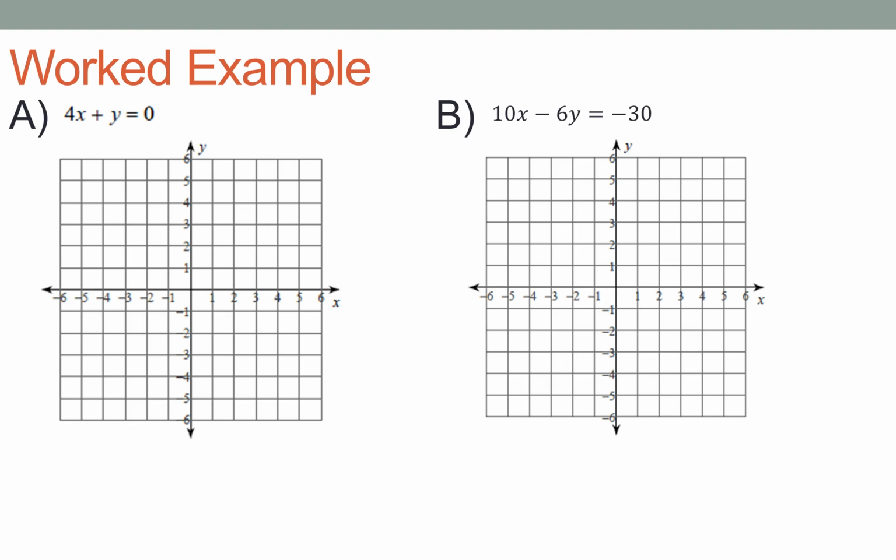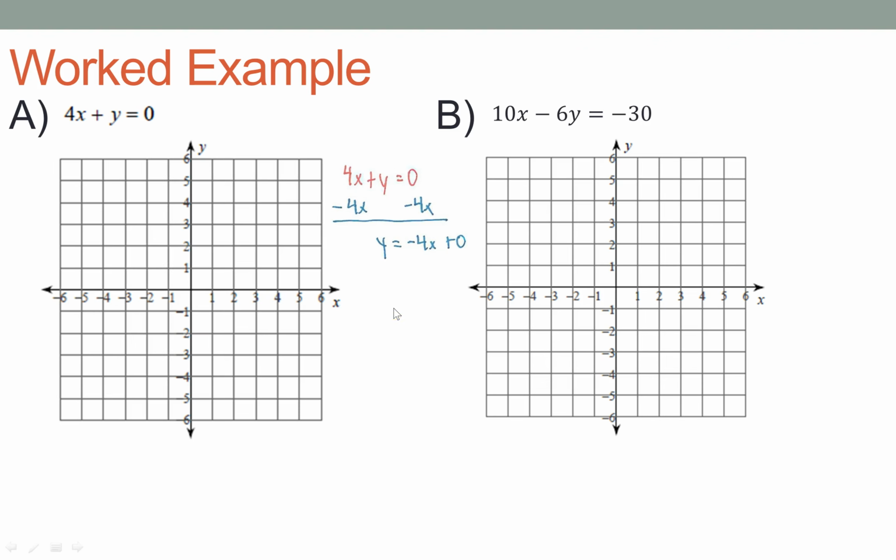Sweet. Let's get some worked examples. Let's take a look at example A. All right. So I've got 4x plus y equals 0. So I'm looking at this equation and I know I can actually just isolate y. So I'm going to move the 4x to the other side using the opposite operation. So this is a positive 4x, so I use subtraction. And that gives me y equals negative 4x plus 0.